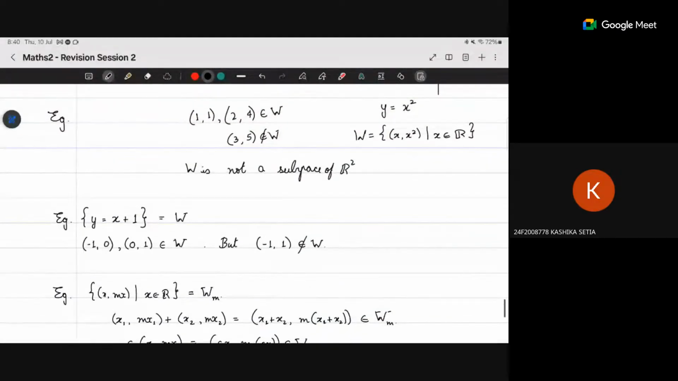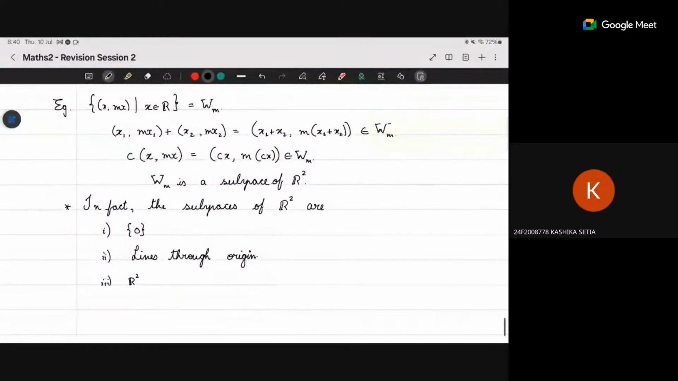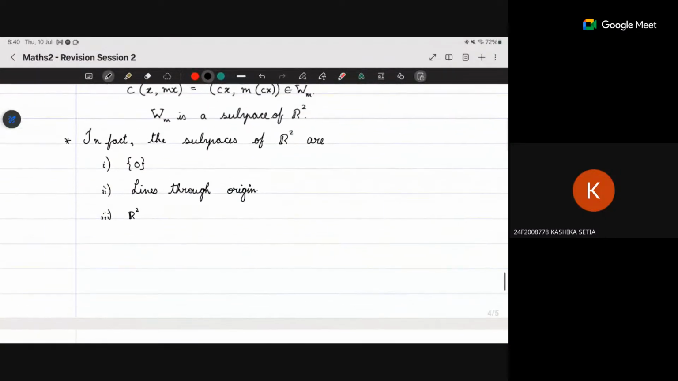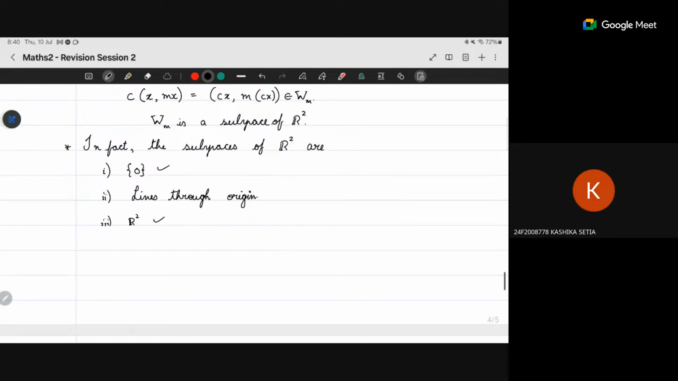So if you take the whole set itself, of course, it satisfies these two conditions, so you will get it as a subspace. The trivial subspace also vacuously satisfies the two conditions, so that will also be a subspace. And the non-trivial ones. It's not just for R2. You will always have the single element additive identity subspace and the whole space as subspaces.